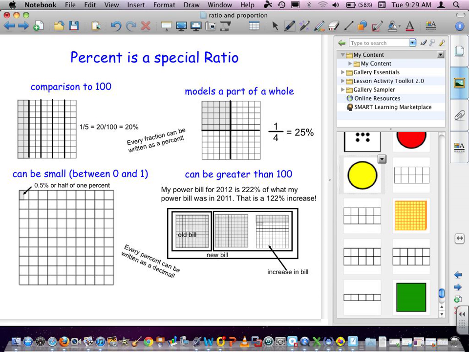Okay, so let's talk about percent. Percent is actually taught in grade 6 and 7 and a little bit in grade 8. In grade 6, we introduce the concept of what a percent is. We do a lot of work with percents in grade 7. And in grade 8, we talk about percents greater than 100. Okay?